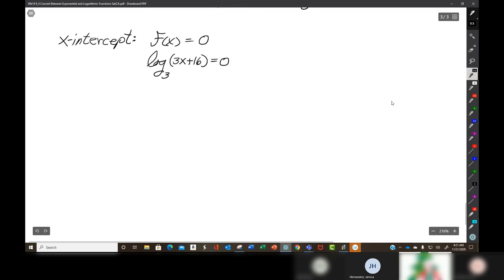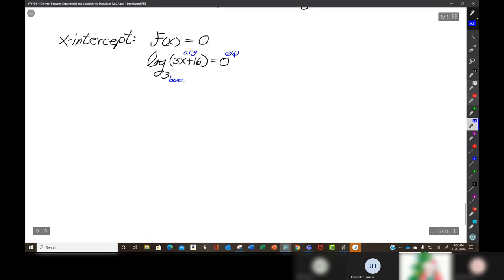X is trapped inside the logarithm function. How can we solve for it? We need to get it out. There's only one way to do that, and that's to use the definition of what a logarithm is. Turn it into an exponential equation, an exactly equivalent exponential equation. This is the base. This is the argument. This is the exponent.